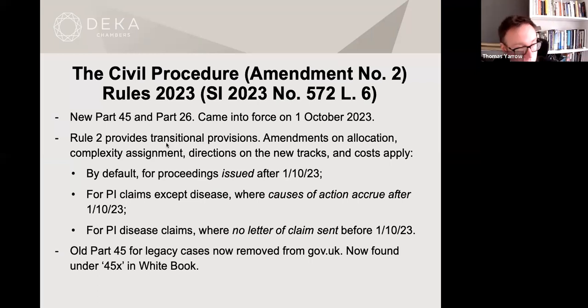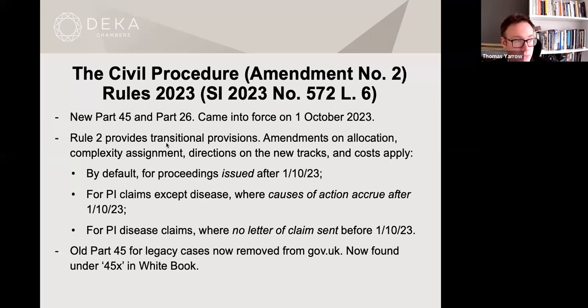For disease claims, and I'm not sure what the explanation for this is, the relevant date is when the letter of claim is sent. So if you have got your letter of claim in before the 1st of October 2023, then you're in the old regime. If your letter of claim is late, then it's the new regime from the 1st of October 2023.